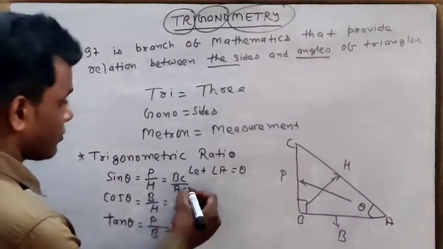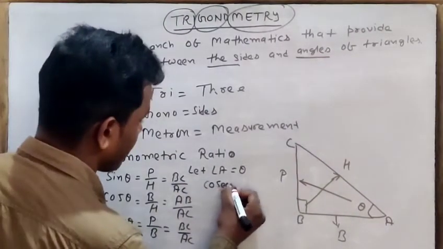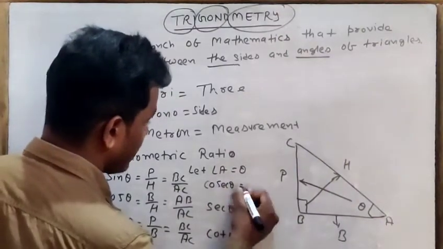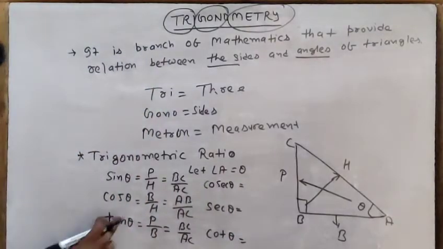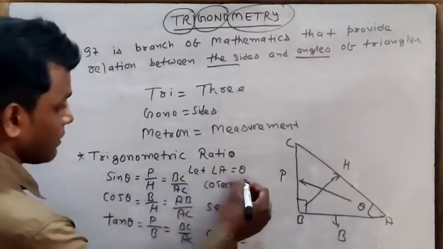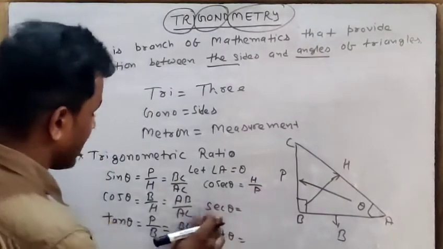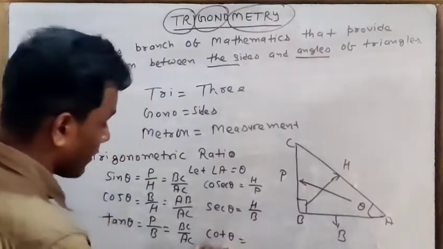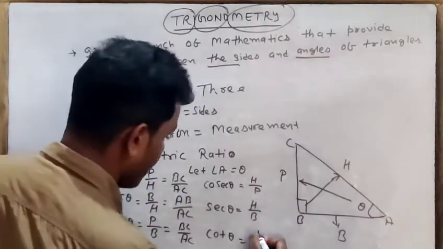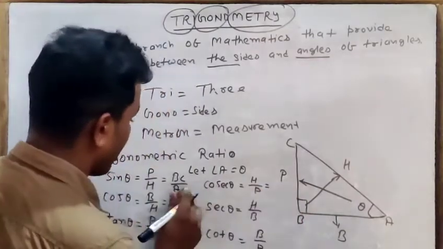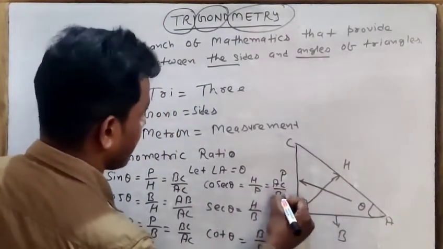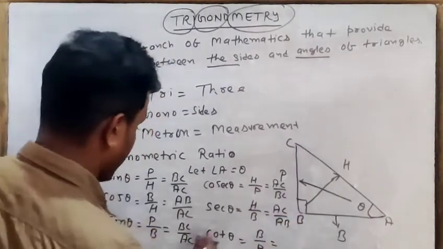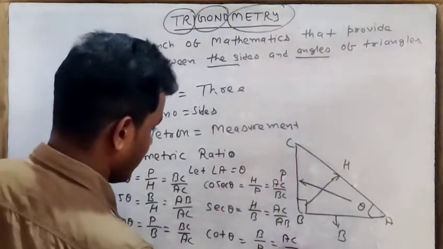The remaining three ratios are cosec theta, sec theta, and cot theta. Cosec theta is the reciprocal of sin theta, which is H by P. Sec theta is the reciprocal of cos theta, which is H by B. Cot theta is the reciprocal of tan theta, which is B by P.